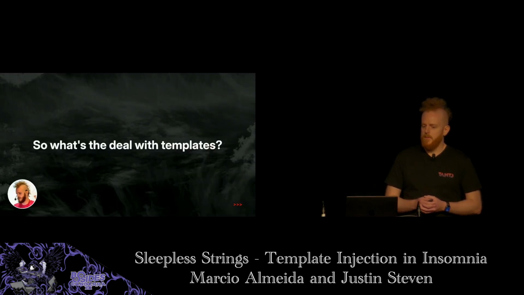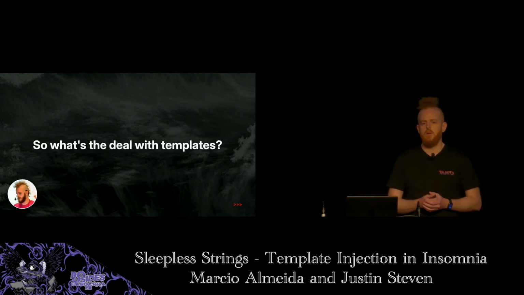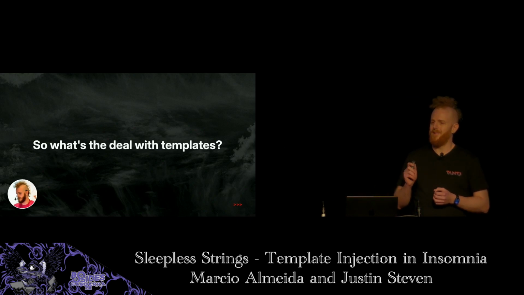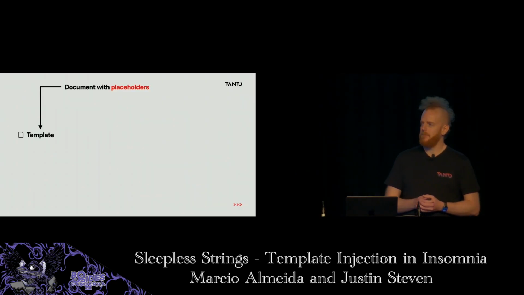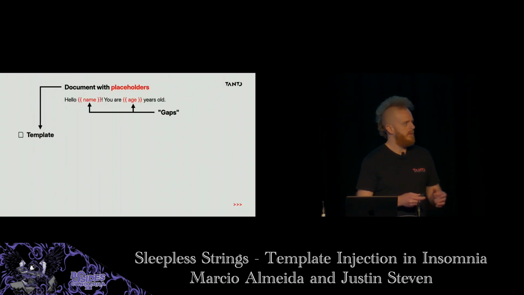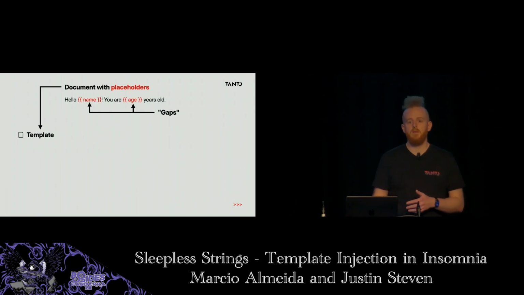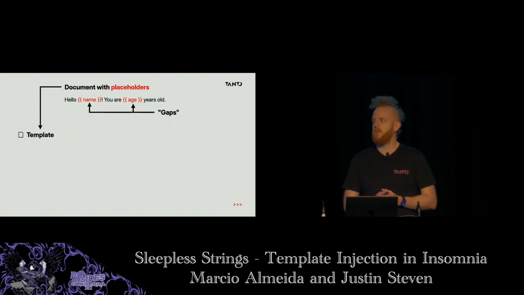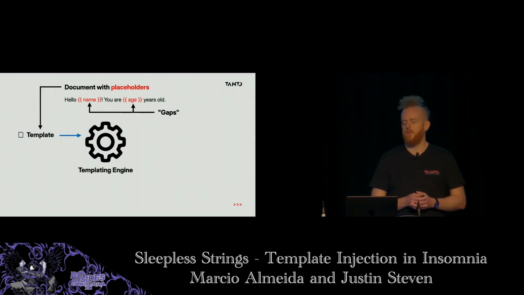Before we get going, we'd like to level set. What are templates, and how do we at Tanto Security think about templates? So a template is like a document with placeholders in it. You can think of these as gaps. Different templating engines have different syntaxes. Some of them use these little curly braces, but these are like little holes where data can go. So a developer can write a template once and then slot data into it multiple times.